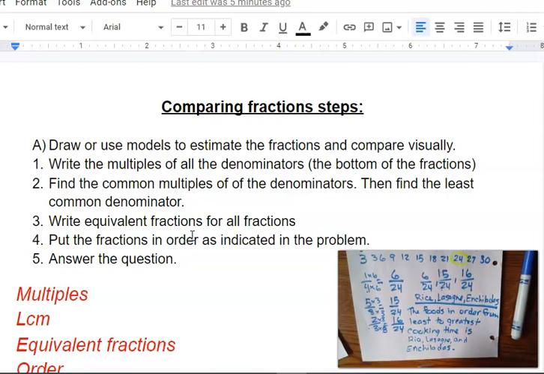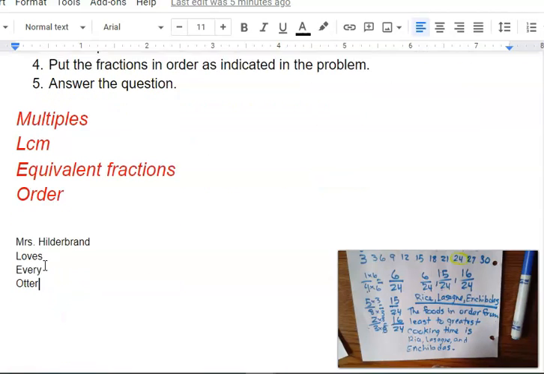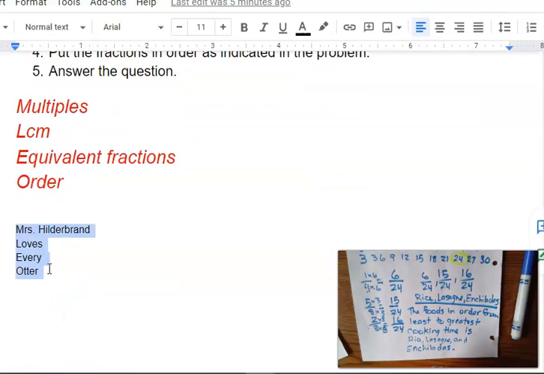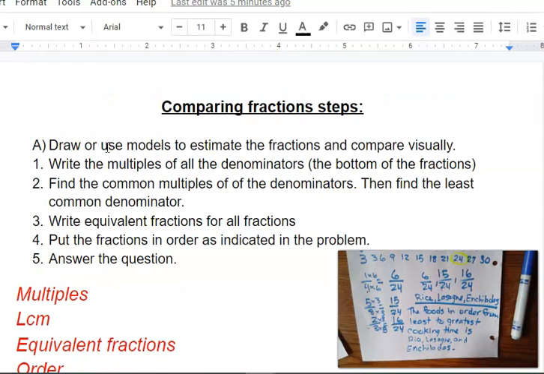Okay? Now I'm trying to make a mnemonic for you, and I came up with all these steps. You could think of them as multiples, least common multiple, equivalent fractions, and order. And then to make this sort of something you can remember, I came up with this. Mrs. Hildebrand loves every otter. So if that helps you, if you think, oh, Mrs. Hildebrand loves every otter, and then you think, oh, that means multiples, least common multiple, equivalent fractions, and order, then you will go back to remembering all the steps you need to do in order to solve the problem. Or you can just open this file. I'll attach it. Hopefully that helps you.